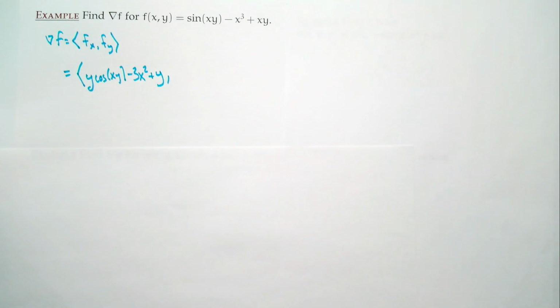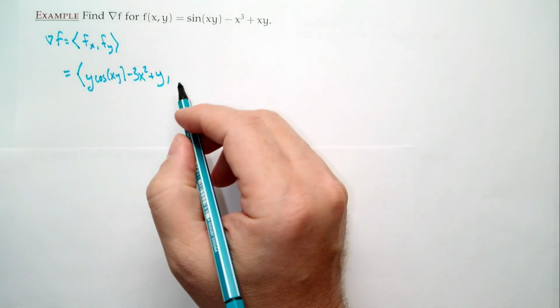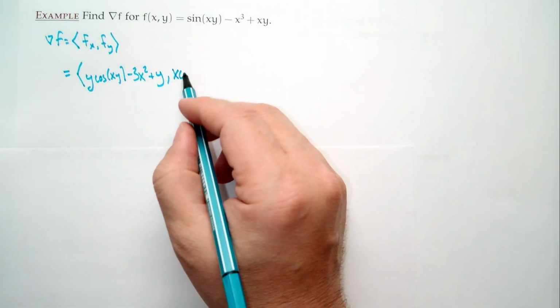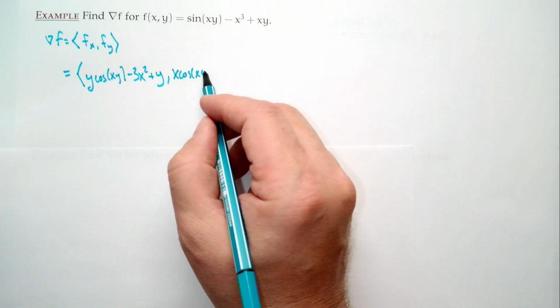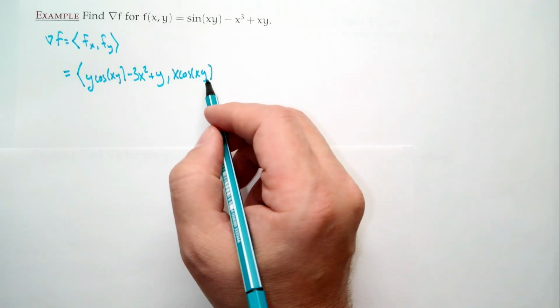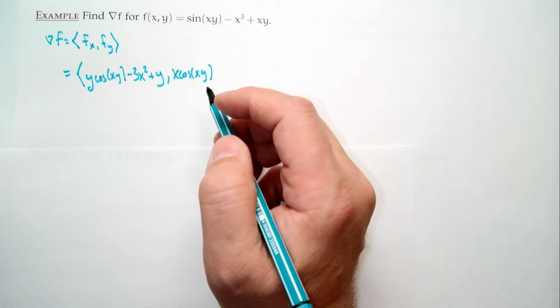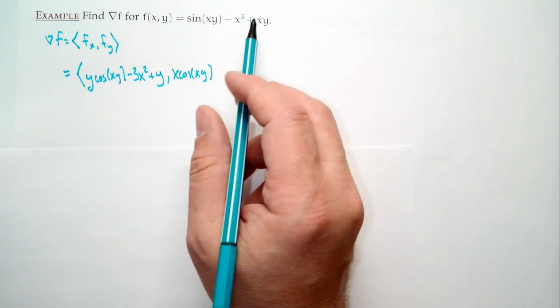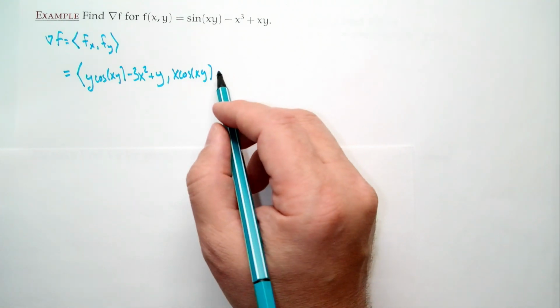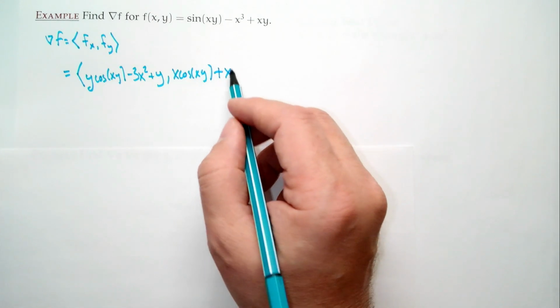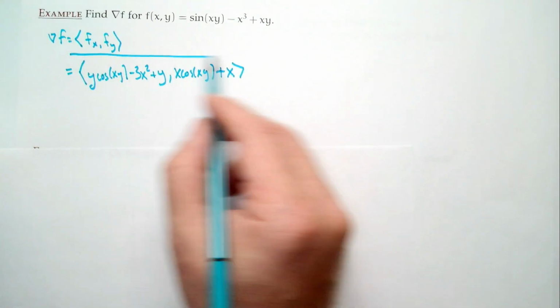What's the derivative with respect to y? What do we get? x cosine of xy. The derivative of x cubed with respect to y is 0, because x and y are independent of each other. So whatever y does, x has no effect, and vice versa. The derivative of x times y with respect to y is x. And there you go.